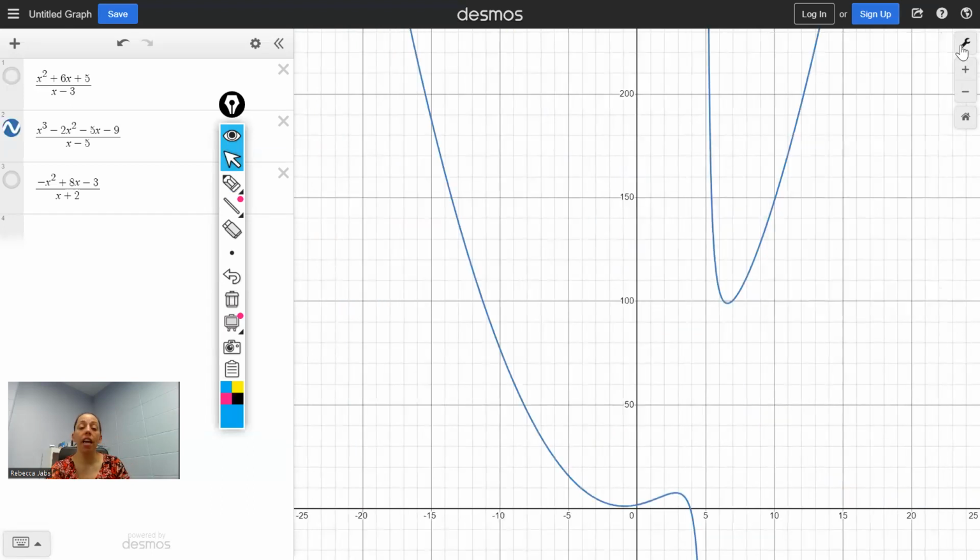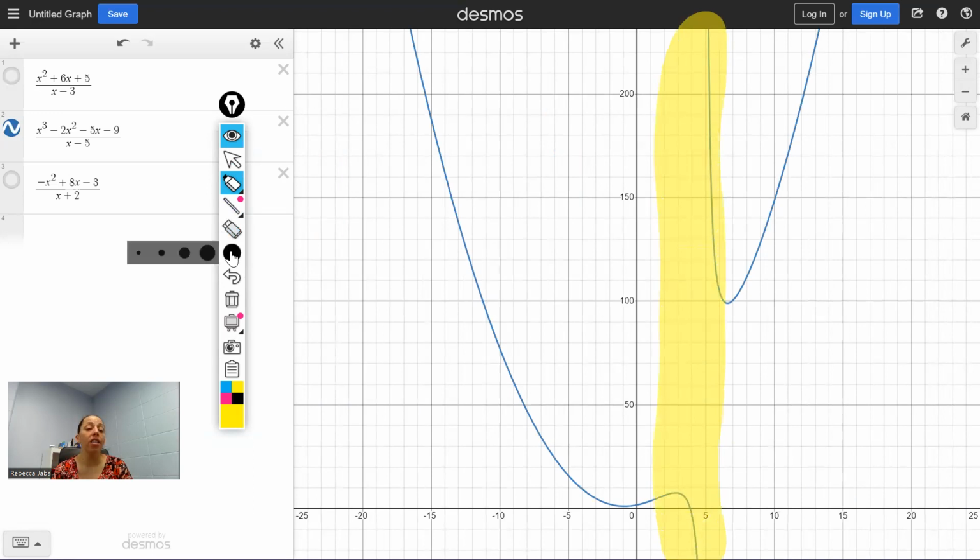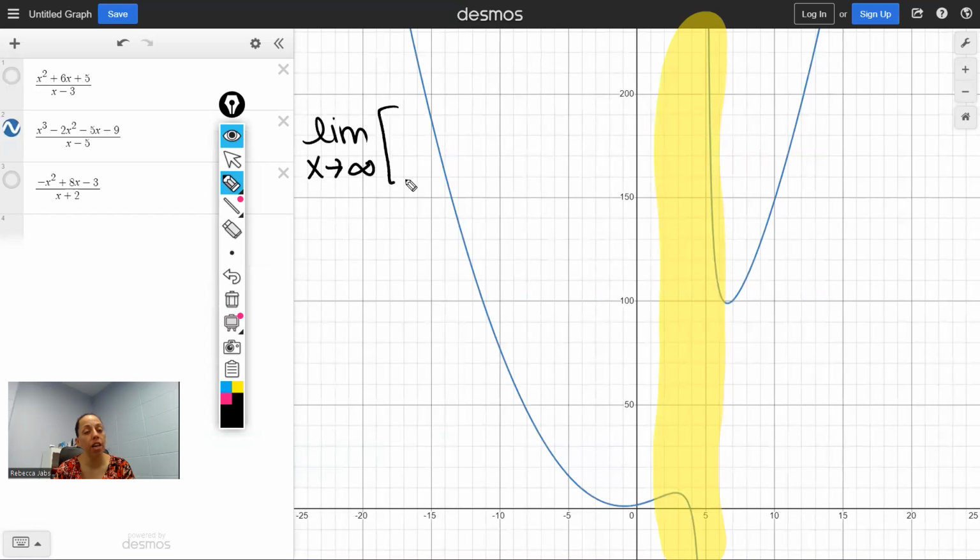And even though, again, it has this asymptote here in the middle, and let me use the highlighter real quick. Even though it has this little hiccup right here, doesn't matter. Look at the sides, look at the ends. What does this right end do? That right end goes up. So if I was studying this blue graph right now, and I would say, what's the limit as x is approaching infinity of x cubed minus 2x squared minus 5x minus 9 all over x minus 5.